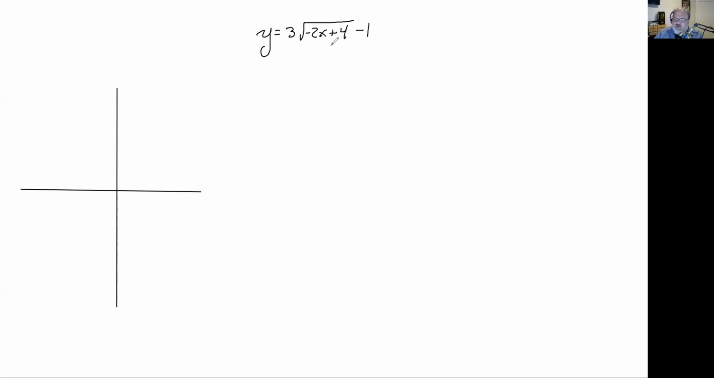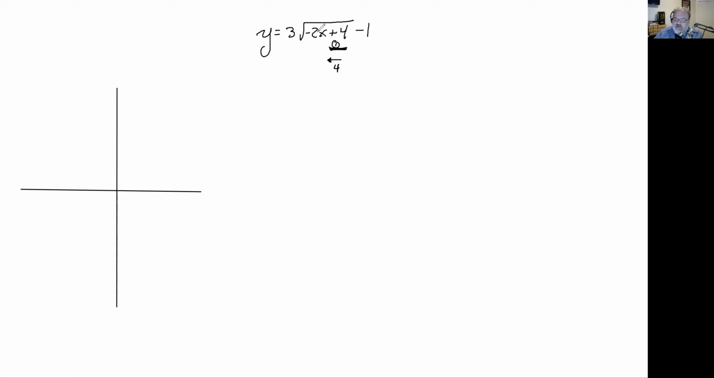I'm going to start with the horizontal shift. It is fairly important to do that horizontal shift first. I'm going to say you really should always do that horizontal shift first. That horizontal shift says we're going to move in the negative direction. Again, it is a +4, but remember, everything on the inside is backwards. So we are going to shift in the negative direction 4 units. So that's the first one I want to imagine.